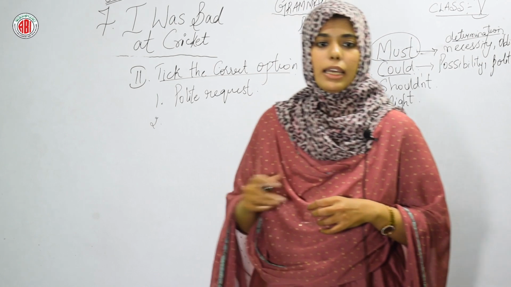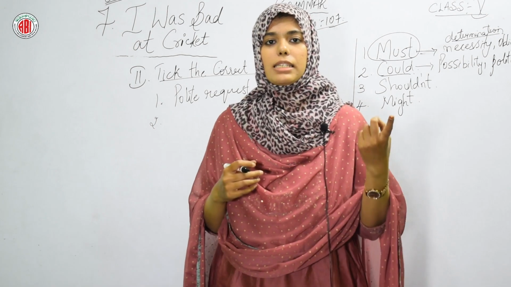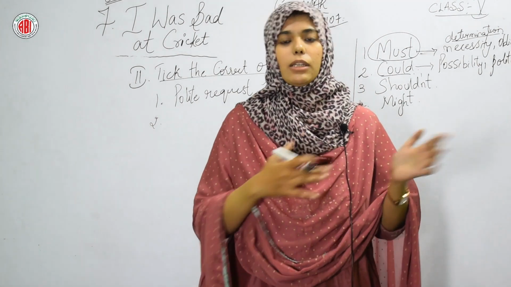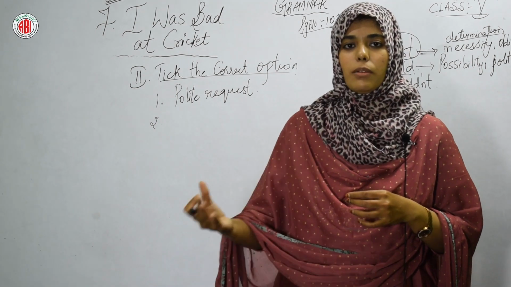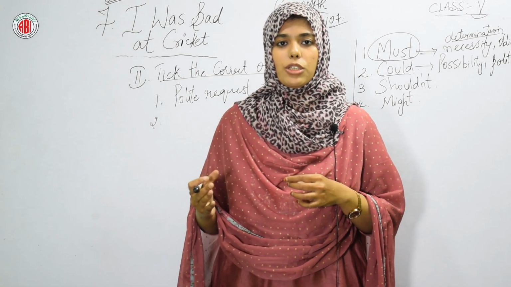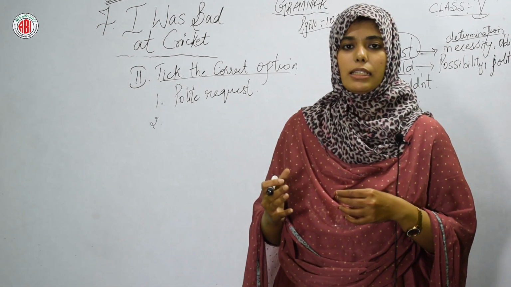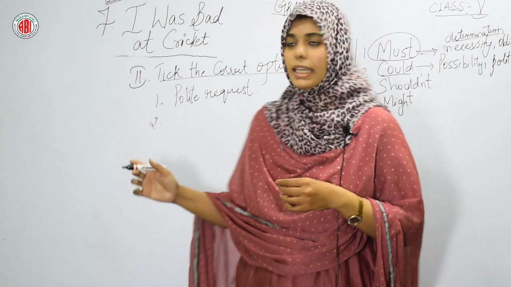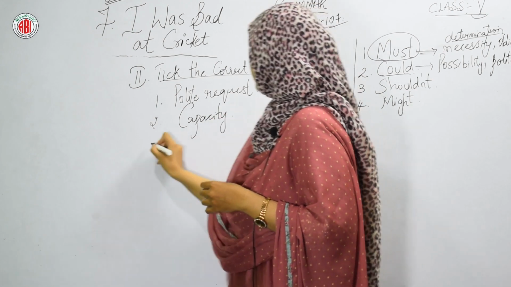Okay, second one: he can climb the tree. It is a kind of statement. The options are capacity, possibility, request. Possibility, as I explained, means it may happen or it may not happen, a kind of fifty-fifty chance. Request means asking for permission, requesting for something. Capacity shows the potential or the power of a particular person. He can climb the tree is a kind of capacity, depending upon the capacity of a person whether he can climb or not. He can climb the tree shows the capacity of a person.